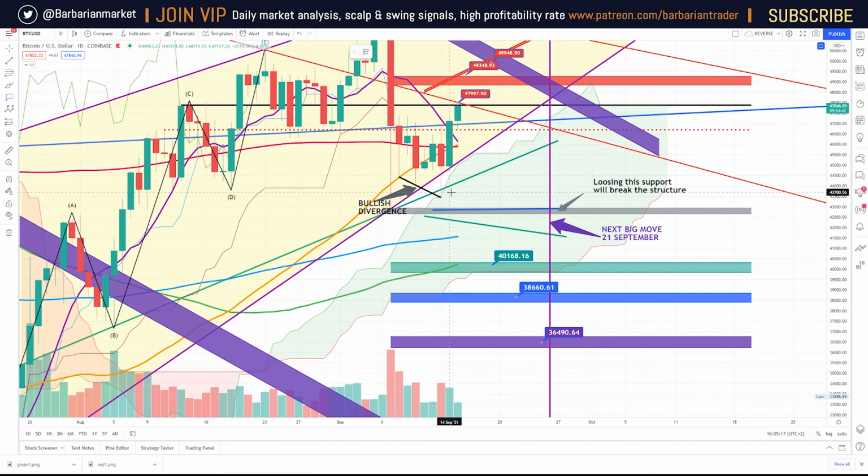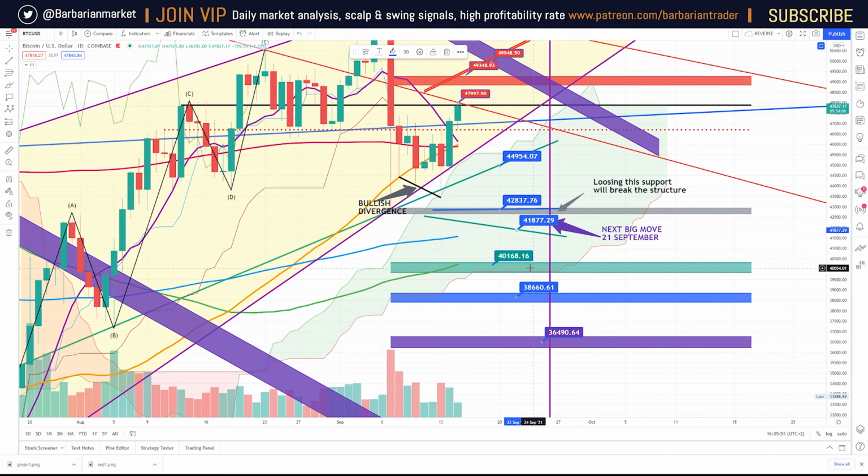So probably they will come and test first this diagonal support, okay? And then once they break the structure, this gray area, then we might start pretty fast the second leg down, okay? Then we have also this diagonal support and big support area. Once we break this and test it as a resistance, there is a big chance to go to those areas, marked with green, blue, and purple.